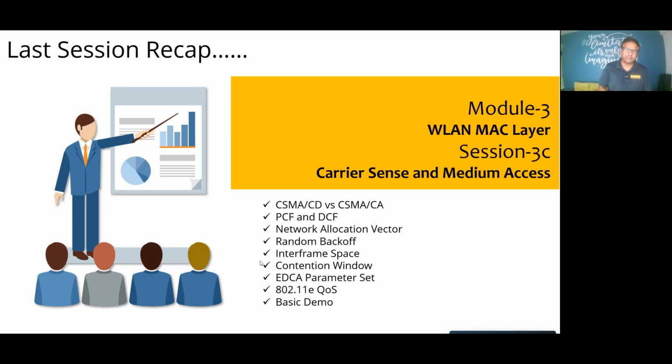Then we talked about interframe spaces. Interframe spaces are spaces between frames, and these are needed for the receiver to be able to successfully receive the frames and process them. But interframe spaces are also used for providing priority access. If two devices see the medium free at the same time, and one device has to see the medium free only for a smaller amount of time, while the other is required to see it free for a larger amount of time, then the first device will get priority access to the medium.